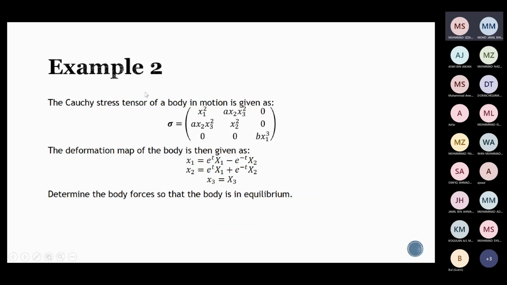Okay, so let's look at an example. Let's say a Cauchy stress tensor of a body is given by this. So this is the Cauchy stress tensor, and the deformation map of that body is given by this. So determine the body forces so that the body is in equilibrium.